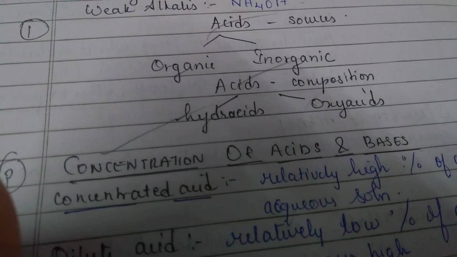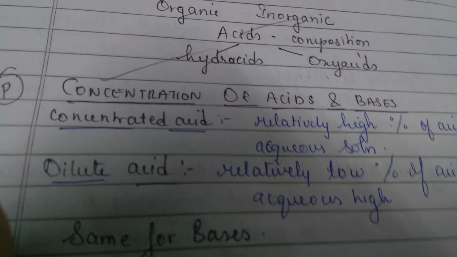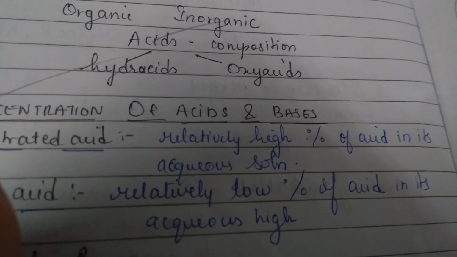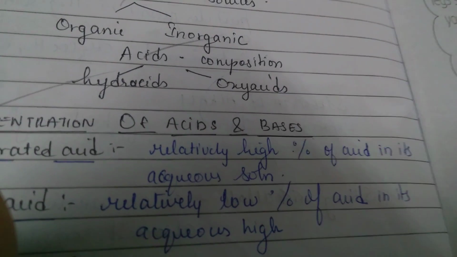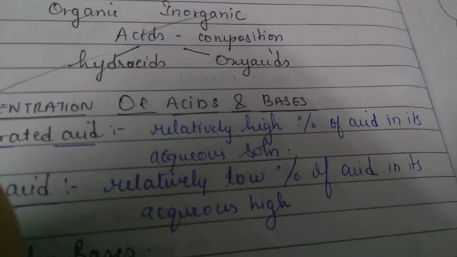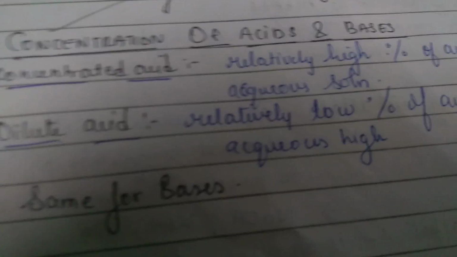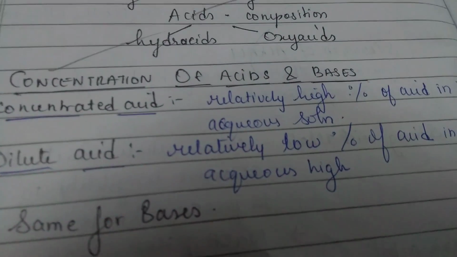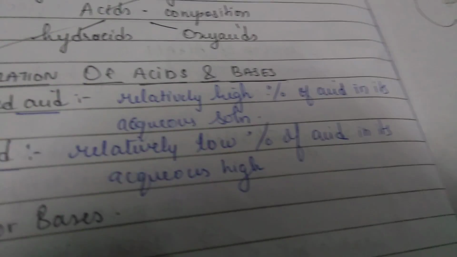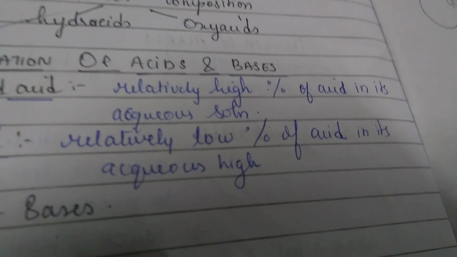Now when you see the concentration of acids and bases, the next topic, a concentrated acid is a solution where the percentage of acid is relatively high in its aqueous solution. And a dilute acid is one where the percentage of acid is relatively low compared to the percentage of water in the aqueous solution.